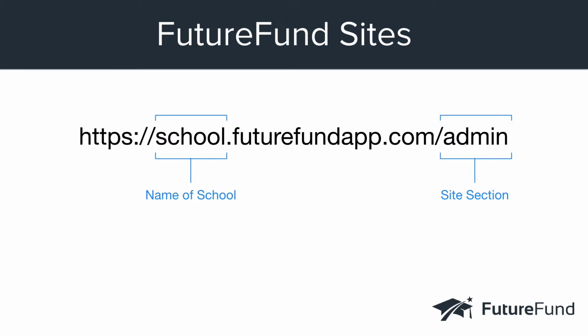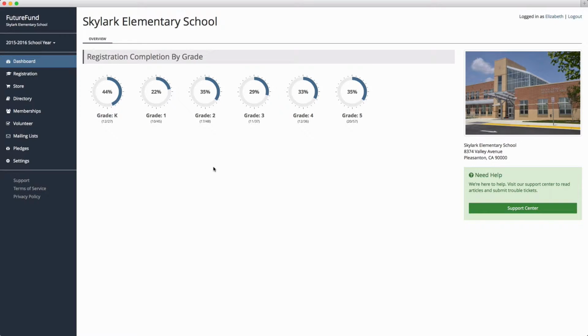We start off by accessing the admin. The URL for the admin is the name of the school.futurefundapp.com/admin. Your username and password should have been provided to you by a school administrator. Our first task is to verify that the students have been properly registered.